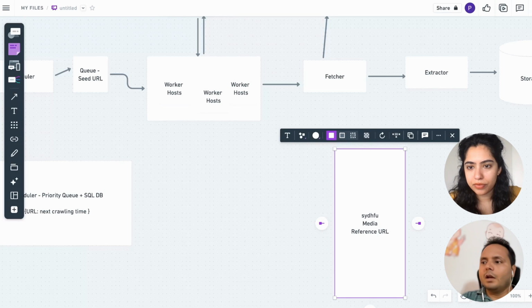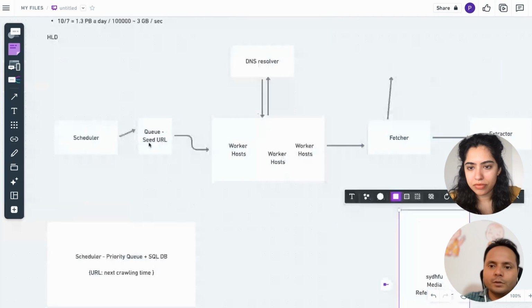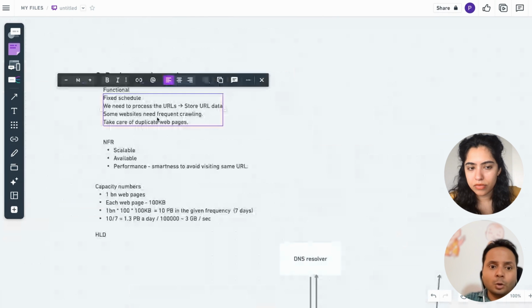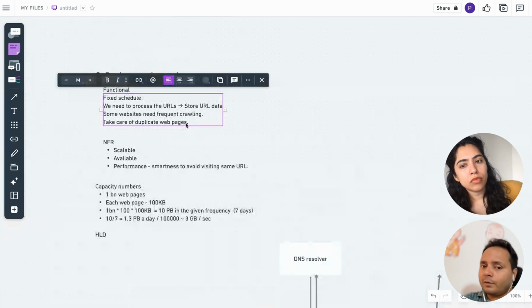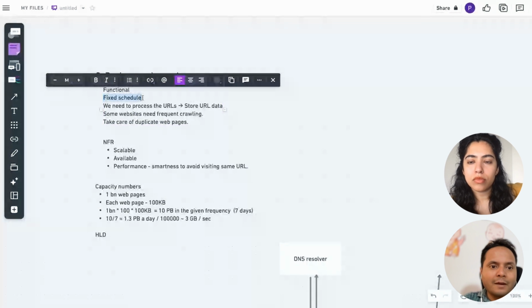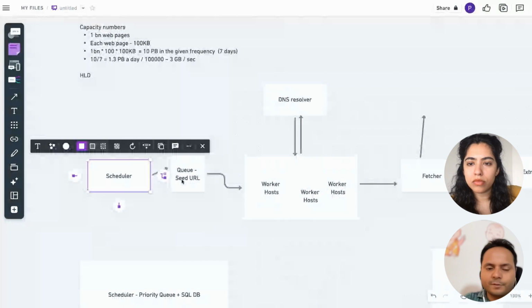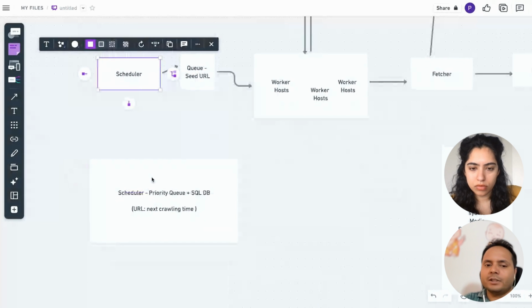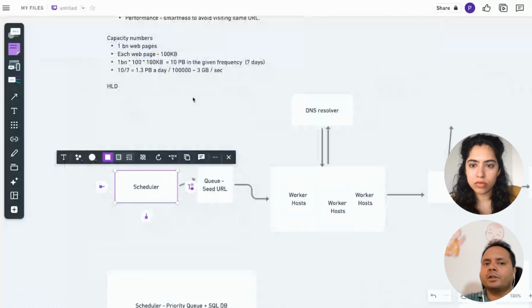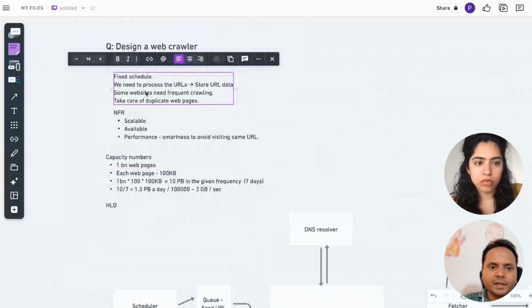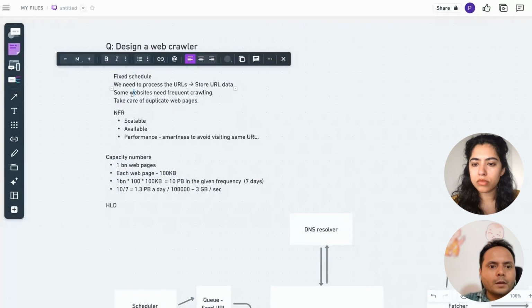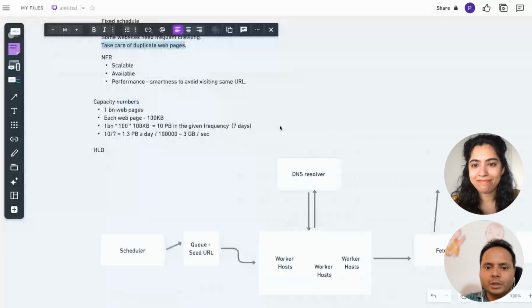Sure. Sounds good. Okay. So moving on further, one of the aspects which we definitely need to think about, going back to the requirements again, is that we need to take care of duplicate web pages. We have taken care of fixed schedule, which we can specify using the next crawling time, and the scheduler component will accordingly take out the URLs from the SQL database and put them in the queue. So we have taken care of fixed schedule, and some websites needing more frequent crawling. Duplicate web pages are something we need to look into.